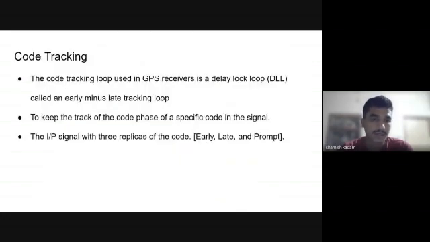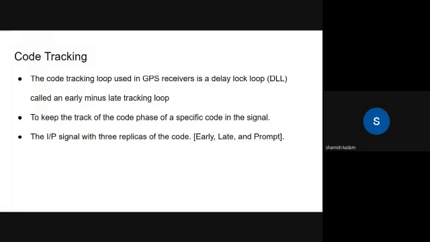The code tracking. The code tracking loop used in GPS receivers is a DLL, which is a delay lock loop, also called an early minus late tracking loop. The main purpose of the code tracking loop is to keep track of the code phase of a specific code in the signal. The output of the code tracking loop is a perfectly aligned replica of the code. The reason to use DLL is to correlate the input signal with three replicas of the code, which are early, late, and prompt.